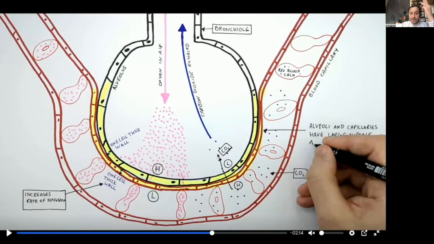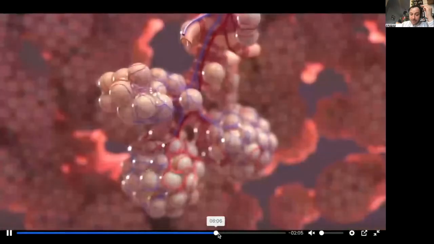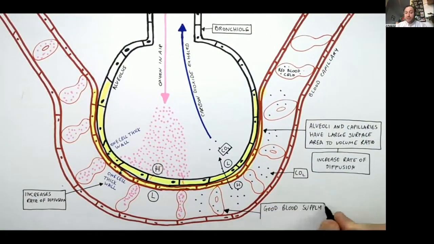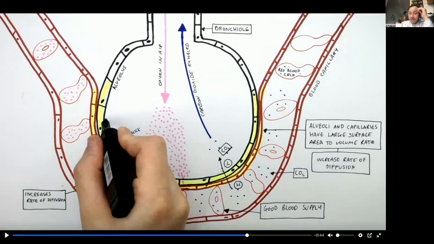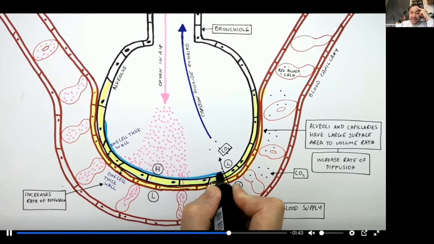And one last one, it's got a good blood supply. As you can see here, it's got a good blood supply to maintain the concentration gradient. Okay, a good blood supply. Alveolus is 1, alveoli is 2 or more. And also, can you see here that it's moist?